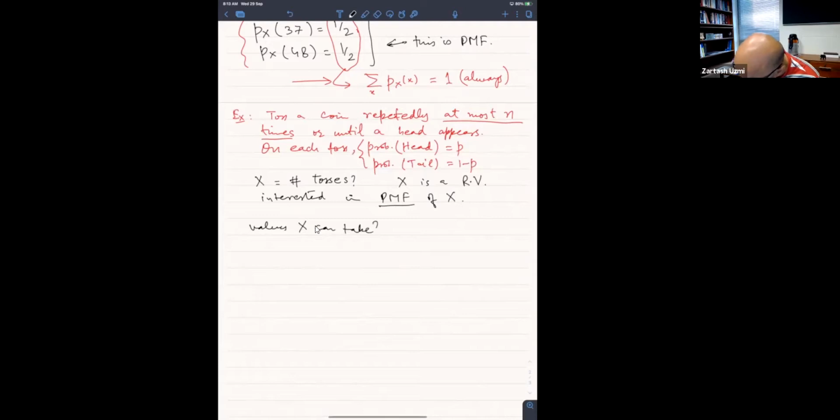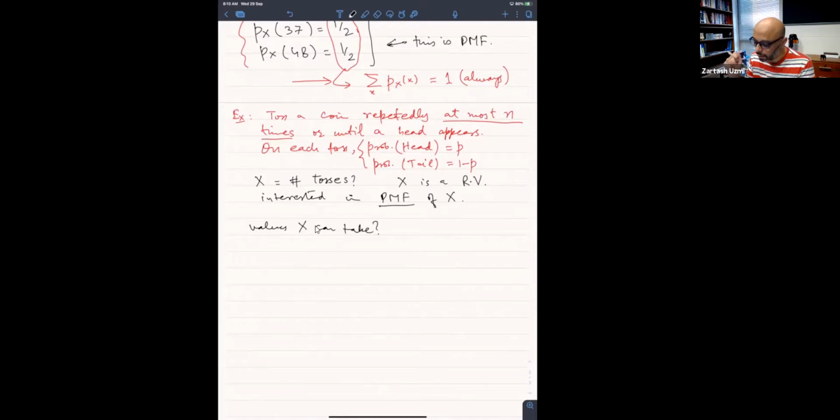Answers in the chat window. What are the possible values X can take? Bilal says 1, 2, 3, all the way. Abu Bakr says head or tail. Remember, a random variable is a number. It is not head or tail.